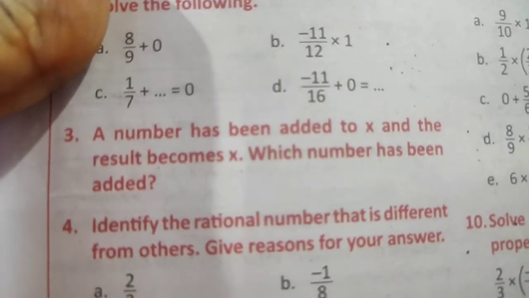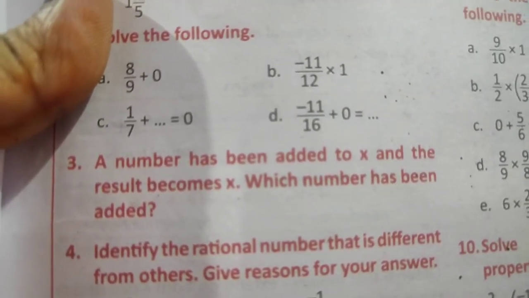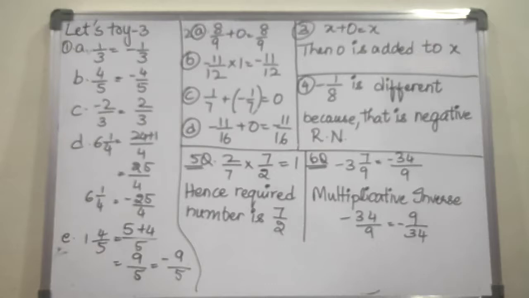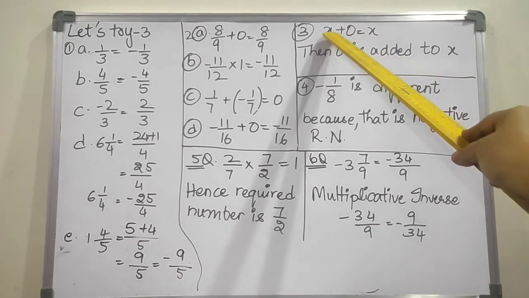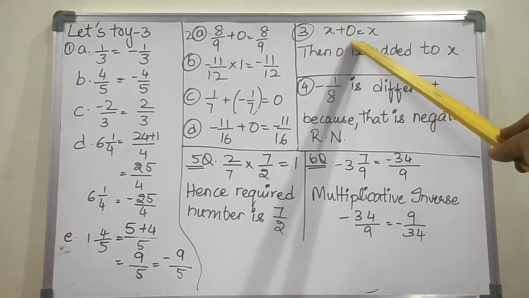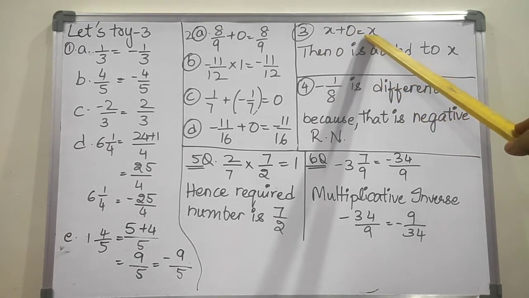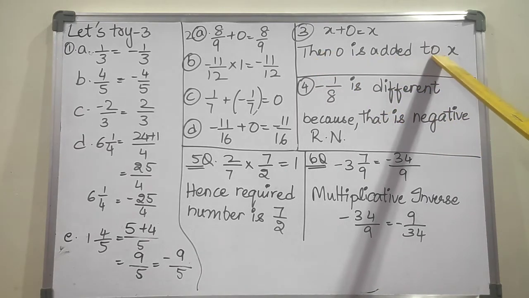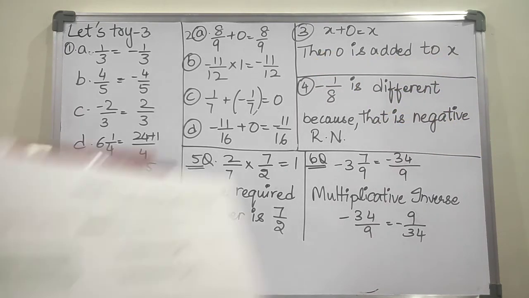A number has been added to x and the result becomes x. Which number has been added? Now let us take x here. We have added 0 to x and the result is also x. So then 0 is added to x. That is the solution. Now see the fourth bit.